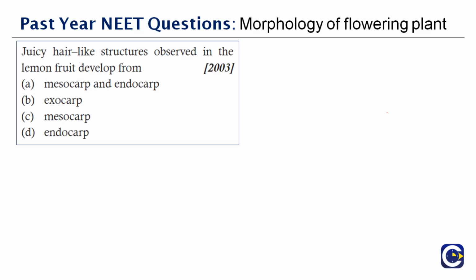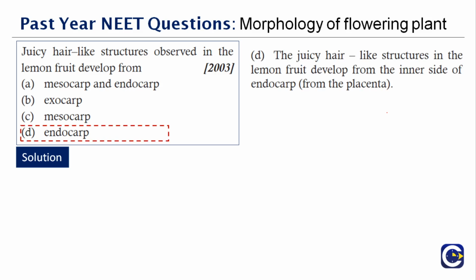Next question here. Juicy hair-like structures observed in the lemon fruit develop from dash. Okay, again I think it's not juice. They're talking about the juicy hair-like structures. The juicy hair-like structures in the lemon fruit develop from the inner side of the endocarp. So here we are talking about the lemon. Which part is it? The endocarp. So how many sections are they divided into? You have a mesocarp, you have exocarp, all that you have.